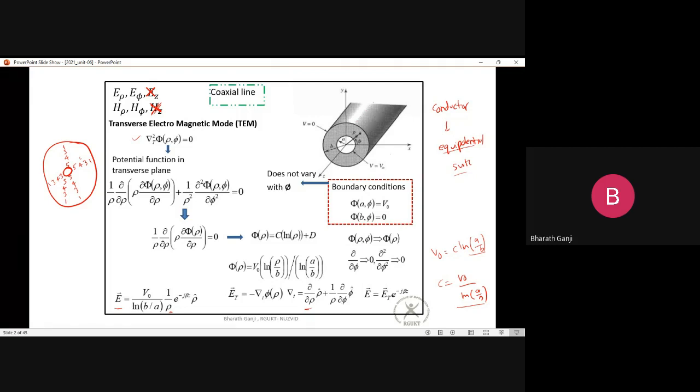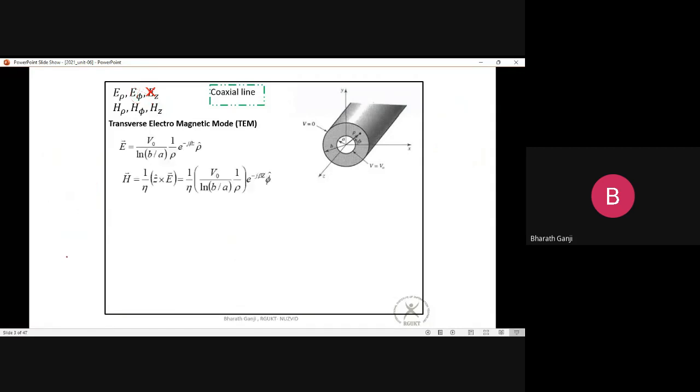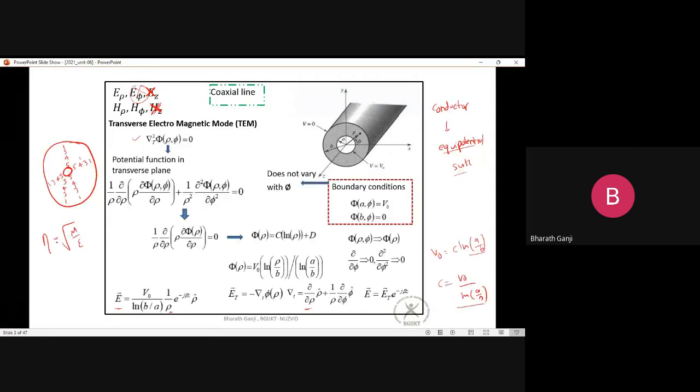Once I have the electric field expression, I can say that there is no E phi component, so the E phi component is zero. So if you have the electric field, how do you get the magnetic field? To get the magnetic field, I need to know the intrinsic impedance. Because it's a transverse electromagnetic wave, the intrinsic impedance is eta, which is nothing but square root of mu by epsilon.